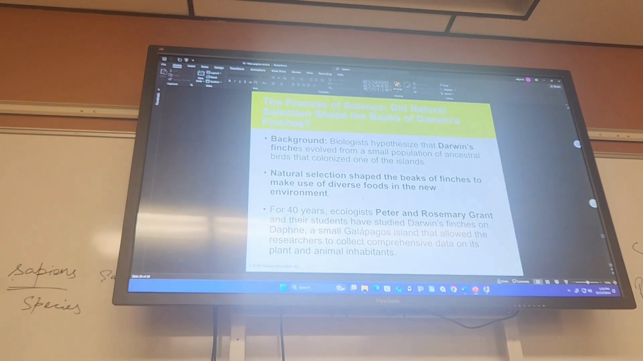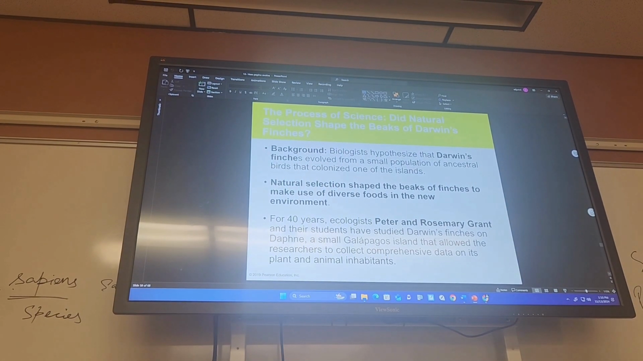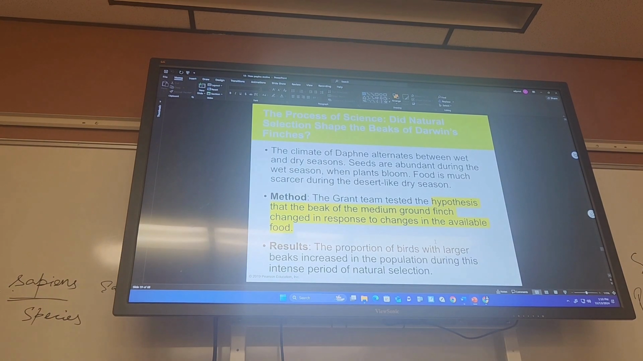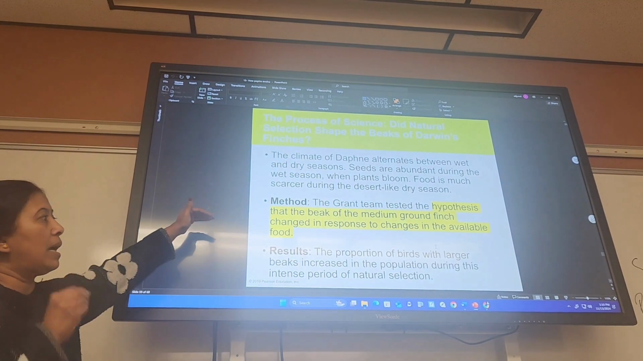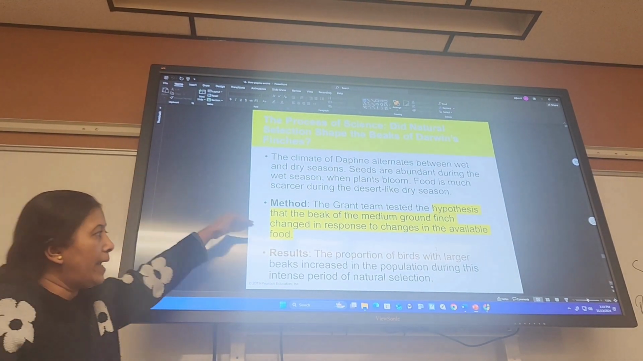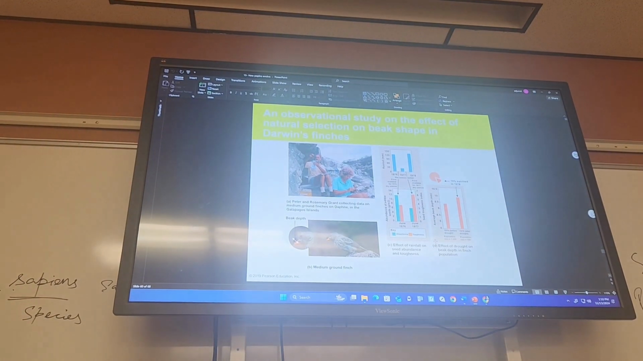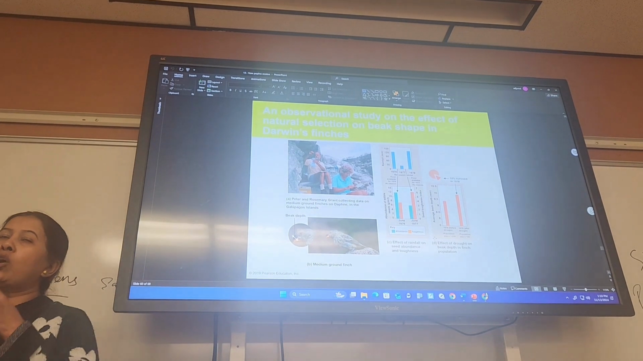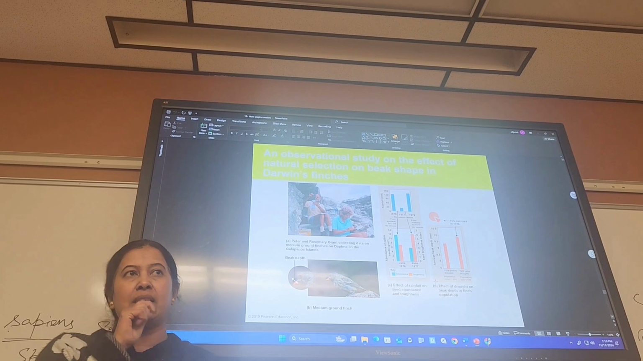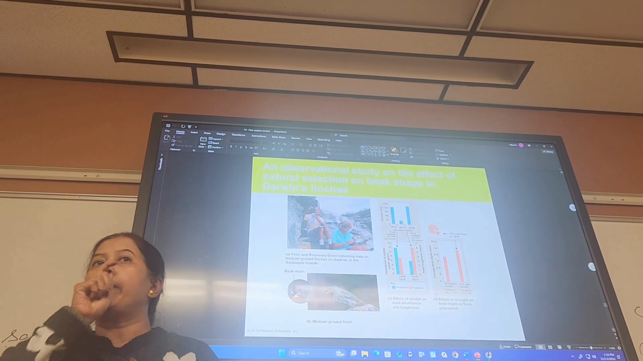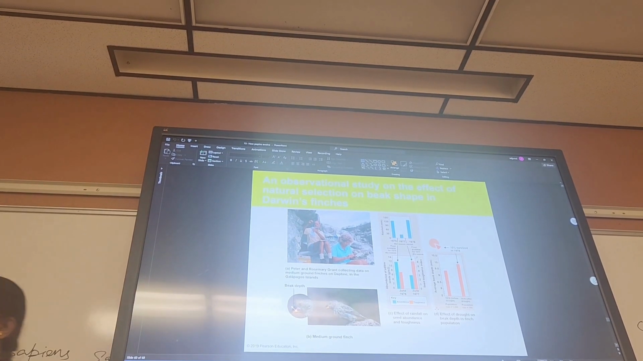So for 40 years, this particular couple, Peter and Rosemary Grant, who are ecologists, went to the Galapagos Islands and studied Darwin's finches. They worked on the hypothesis that the beak of this particular kind of finch, the medium ground finch, changed in response to changes in the available food. I don't even have to explain in detail. You can imagine, depending on the nature of the food available, if a bird is insectivorous, that means it's eating insects, compared to a bird that's eating seeds, the beak shape, the beak size, the strength of the beak will vary.